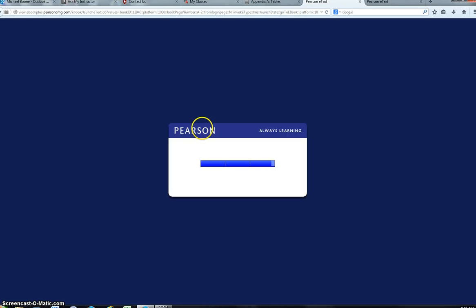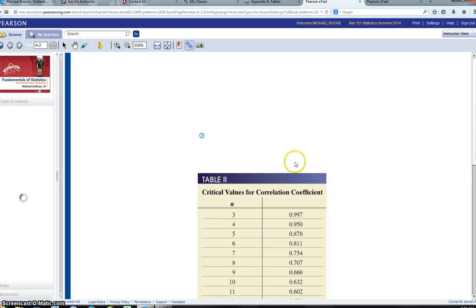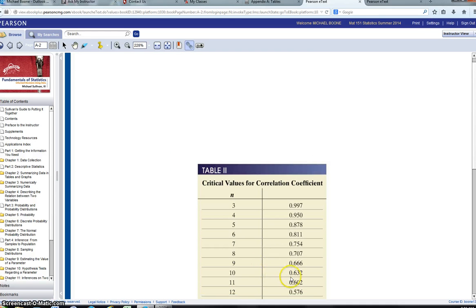So if I have 10 randomly picked data and I look at it, I see that for 10, I need the correlation coefficient to be better than, here we go, 0.632. So I had a 0.19. Mine is not better than 0.632. Therefore, I cannot say it has a linear relationship.